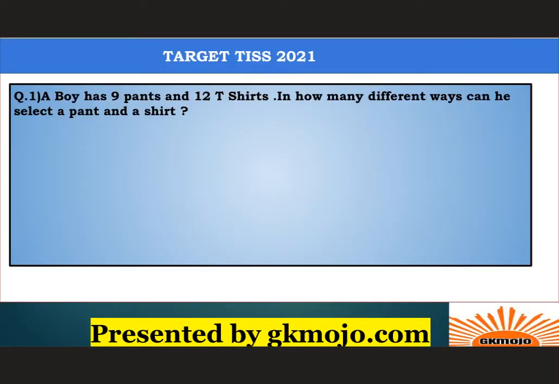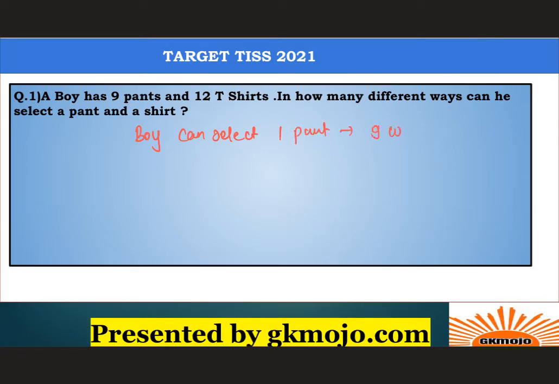A boy has 9 pants and 12 t-shirts. In how many ways can he select a pant and a shirt? Basically this guy has 9 pants and 12 t-shirts. A very common template which is usually asked in permutation and combination for easy to moderate level examinations. Basically, this boy can select one pant in how many ways?